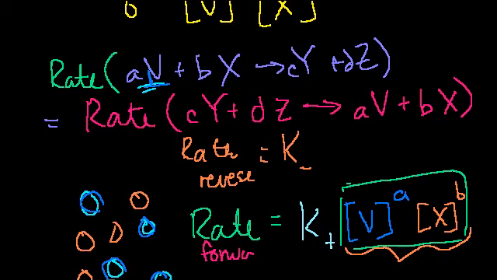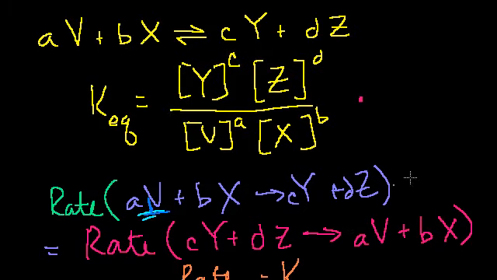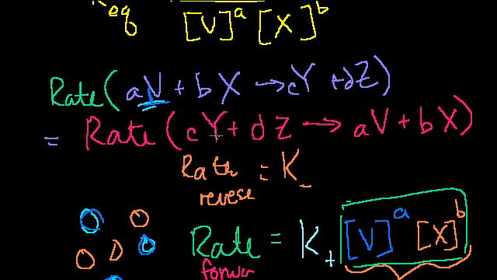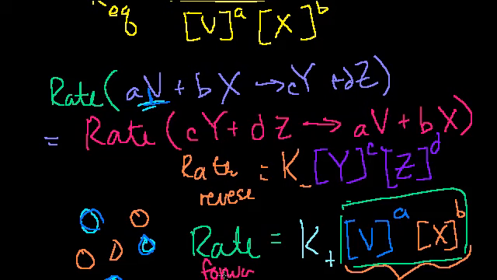Same exact logic holds. We're just going in this direction now. If we look at our original one, we're going in that direction. So for this reaction, we do the same thing. We literally just use different letters. So the reverse reaction is just going to be the concentration of the Y molecule to the C power, because we need C of them there roughly at the same time, times the concentration of the Z molecule to the D power.